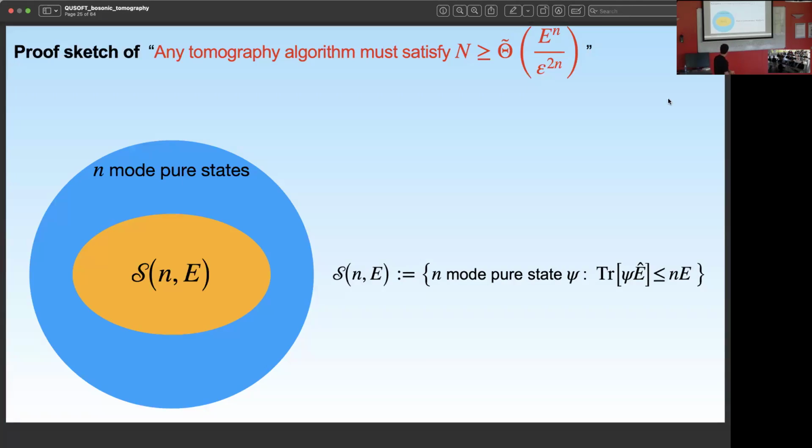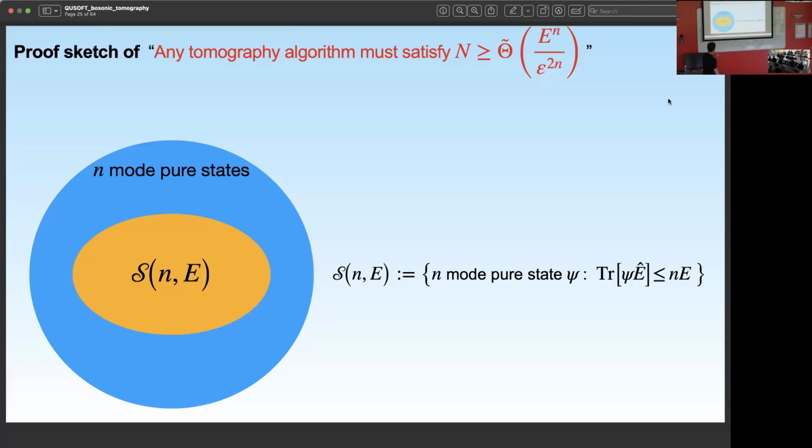So we have the set of n-mode states, the blue set, and then we have the energy-constrained set. So what does your classical description now look like? Because it's infinite dimensional. Before it was just a full description of the density matrix, which is finite dimensional. What do you now actually output? Yes, it's a finite-dimensional matrix, and the classical description is the classical description of a matrix. Okay, here we have pure states, so vectors in a finite-dimensional subspace of the full Hilbert space. I see.